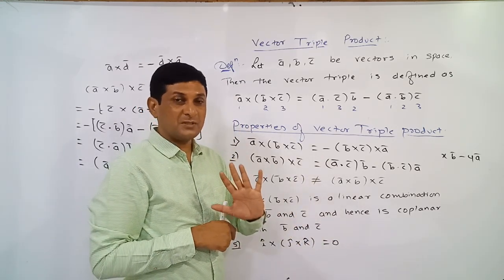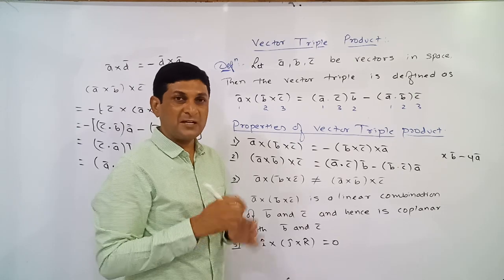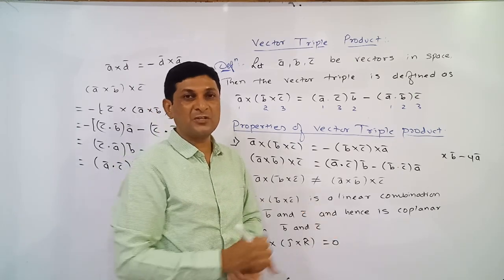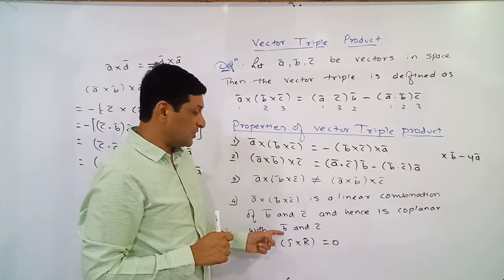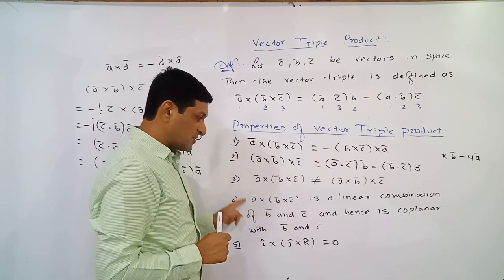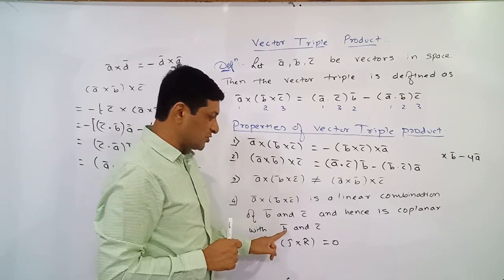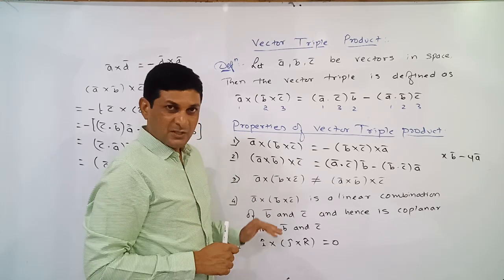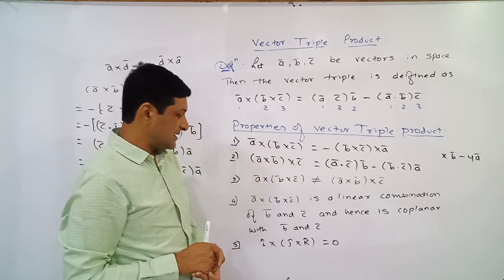In the second theorem we have proved that if one vector is expressed by a linear combination of the other two vectors, at that time the three vectors are coplanar. So this is the first vector which is coplanar with which two vectors? B bar and C bar. So remember this also, it is one of the important results.